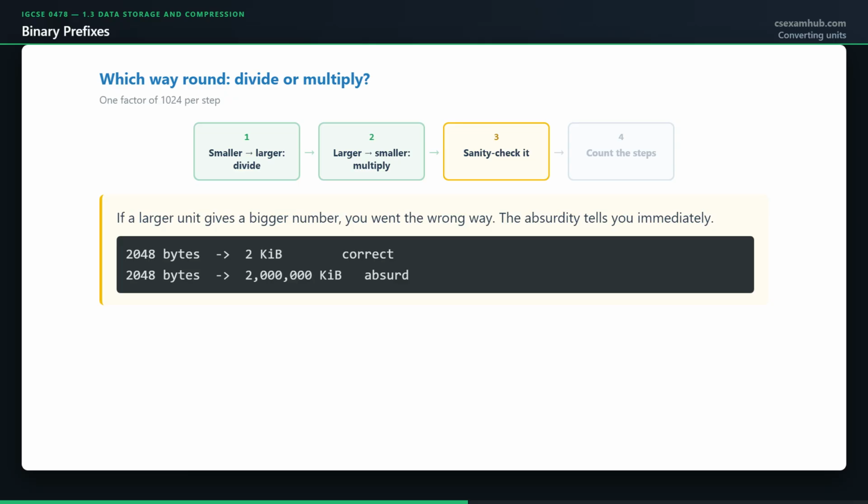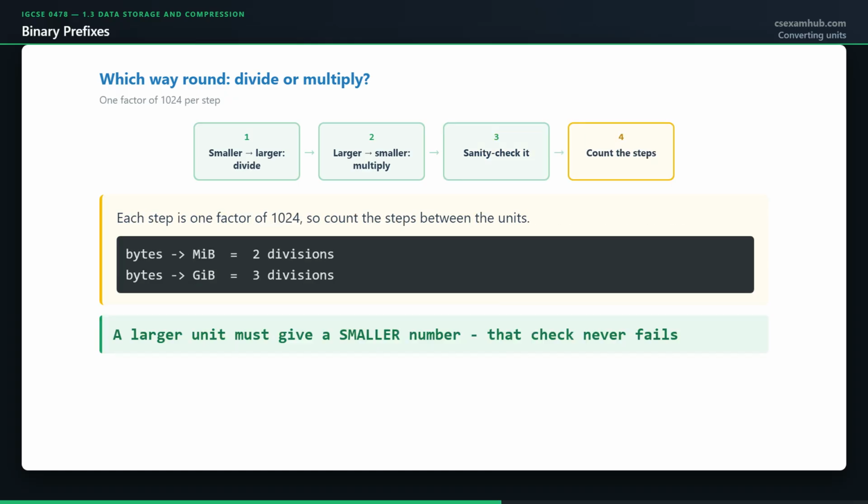The check that never fails. A larger unit must give a smaller number. If you convert 2,048 bytes and get 2 million kilobytes, you multiplied when you should have divided, and the absurdity of the answer tells you so immediately. And each step is one factor of 1,024. So bytes to megabytes is 2 divisions, and bytes to gigabytes is 3. That is exactly the chain we walked in the image and sound lessons.